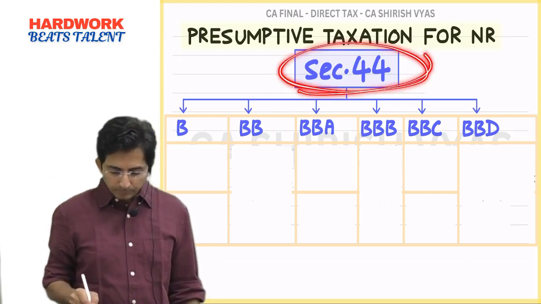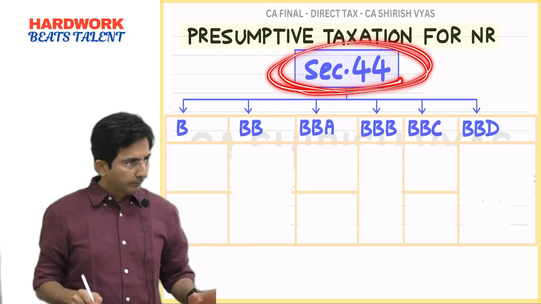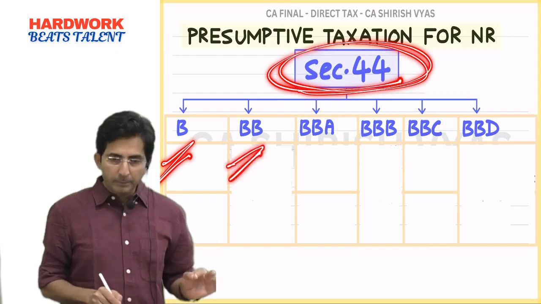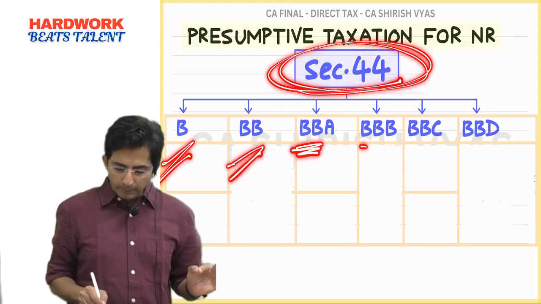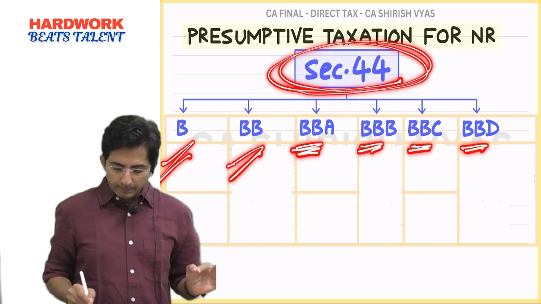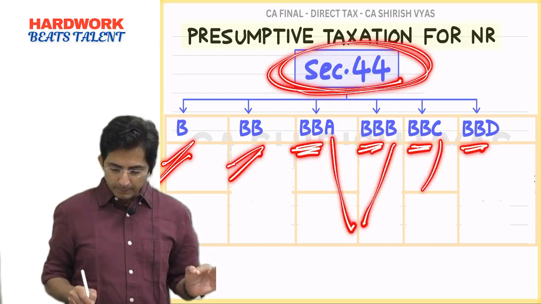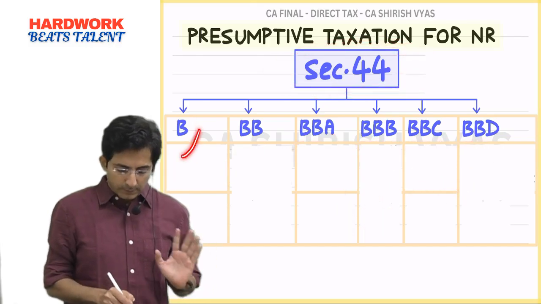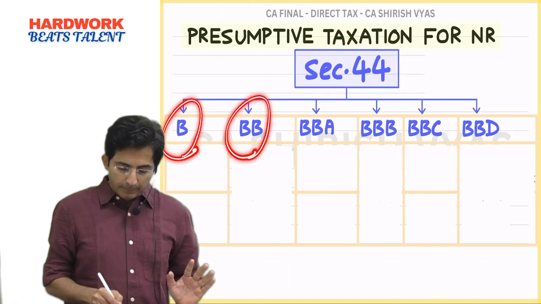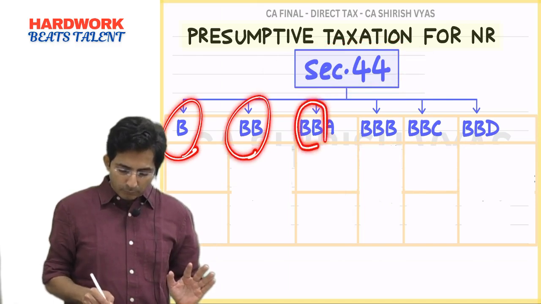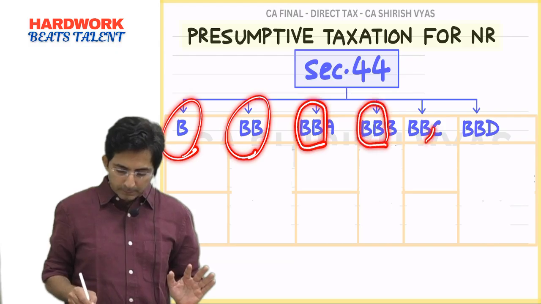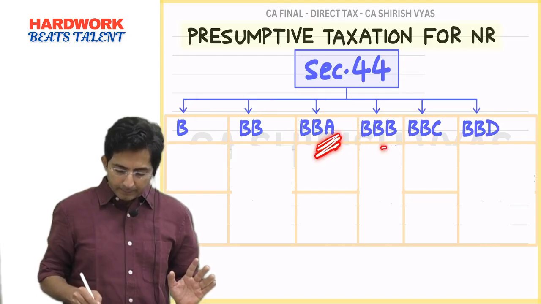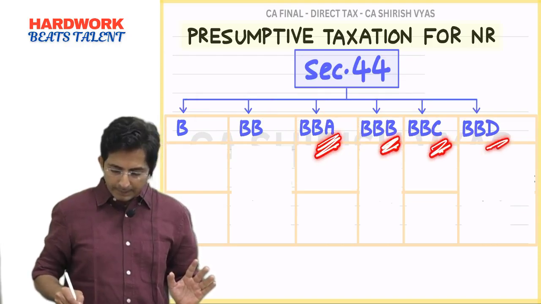So what is the trick? First, I had 44. Then single B, double B. Then all are double B only. Double B, double B, double B. Then A, B, C, D. Remember like this. First is single B, then double B. Then there are 4 more double B's, but the remaining double B's are with A, B, C and D.